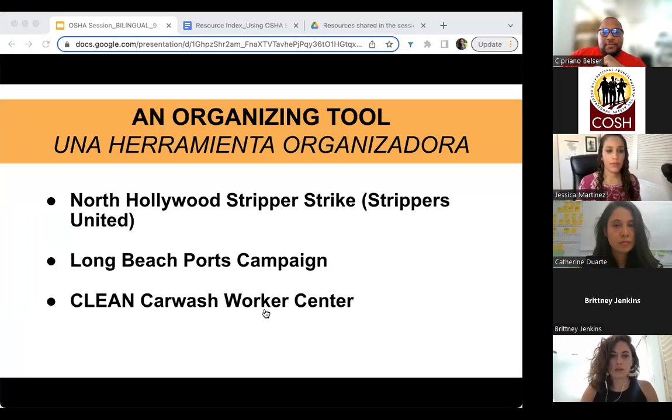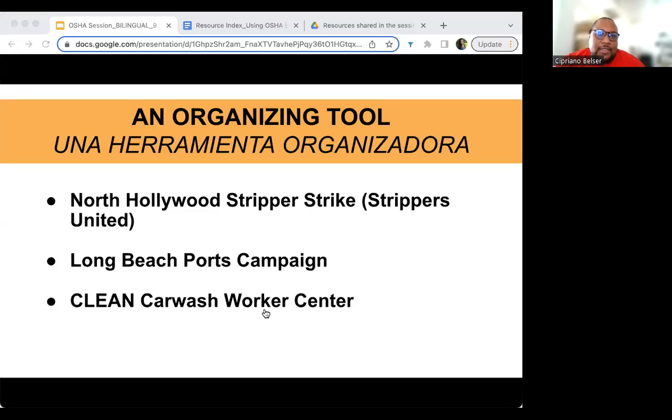We can go to the next slide. So I wanted to give some examples of how our regional relationship building program has really supported some campaigns that our organization is supporting now. I wanted to give 3 examples.